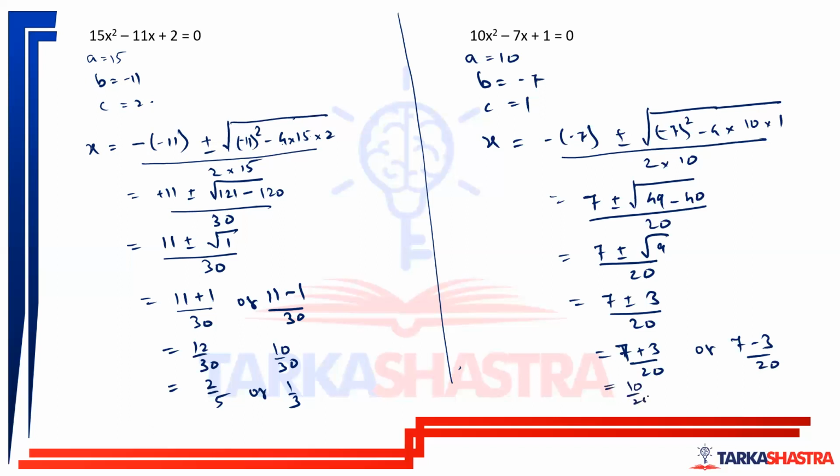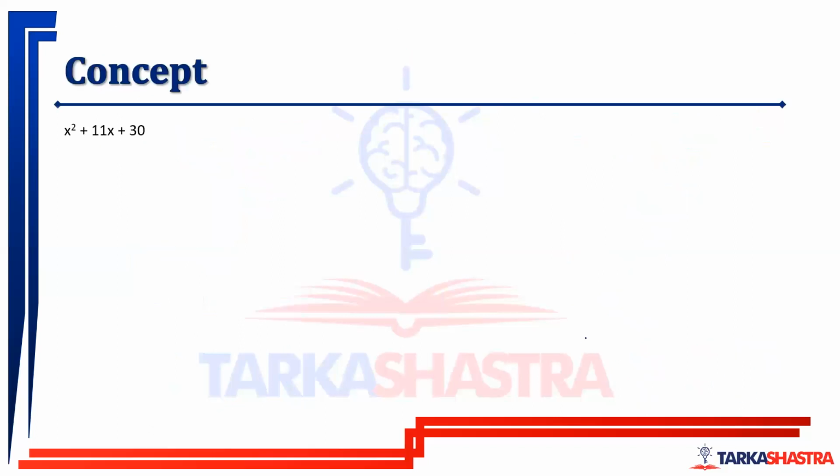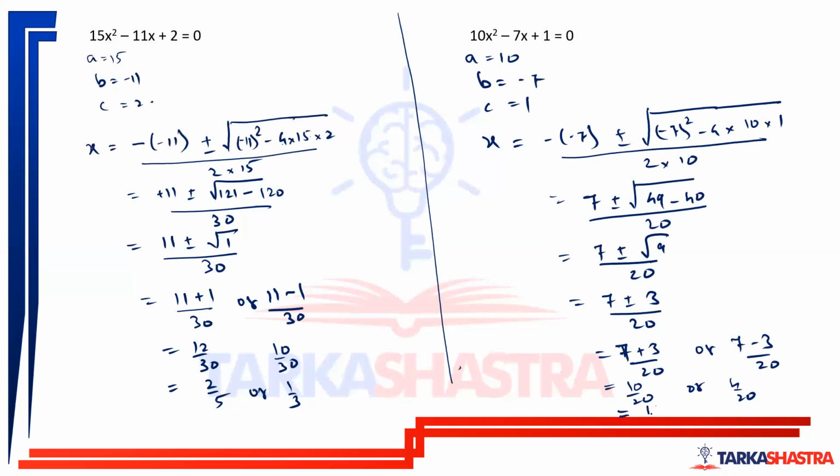That is 10 by 20 or 4 by 20, which is 1 by 2 or 1 by 5. Okay, 1 by 2 or 1 by 5.